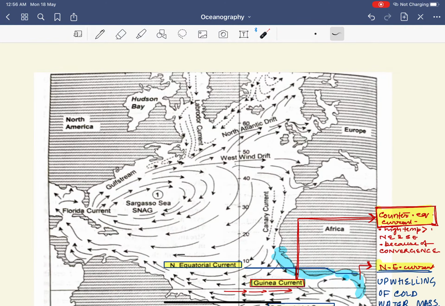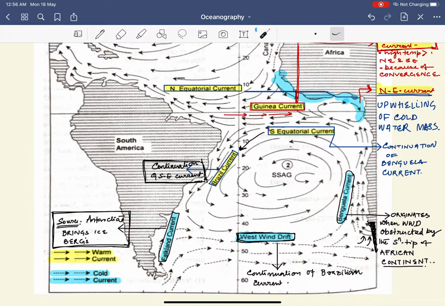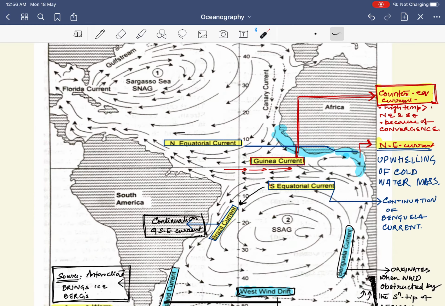Let's start with the South Atlantic gyre. Within it, first of all, I want you to look at the North Equatorial current and the South Equatorial current. The North Equatorial current originates because of the upwelling of cold water mass. This is your Benguela current, the cold water mass that is upwelling, and this upwelling results in the formation of the North Equatorial current. It helps in the development of the Gulf Stream, which further develops the North Atlantic drift.